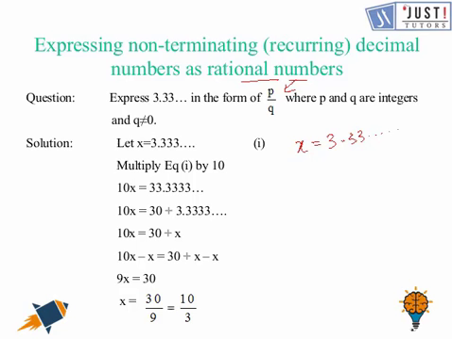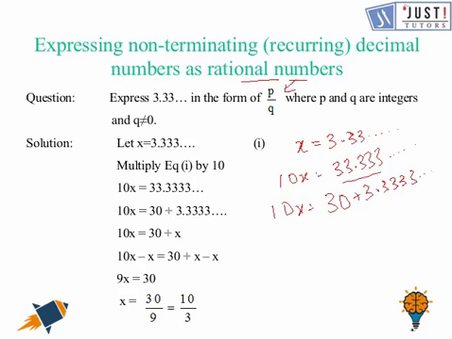So let x equal 3.33333. Now we multiply this equation on both sides by 10. So this would be 10x equals 33.33333, and so on. So we can write it as 10x equals 30 plus 3.333. Whenever solving this, try to break up the number on the right-hand side in such a way that we can put the value of x there like this. So this would be 10x equals 30 plus x.